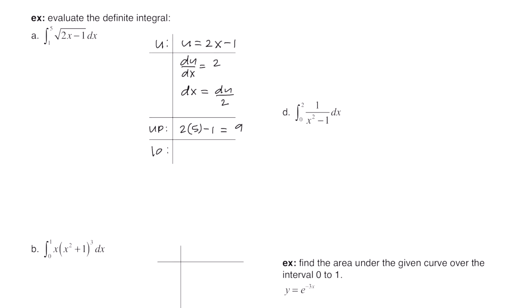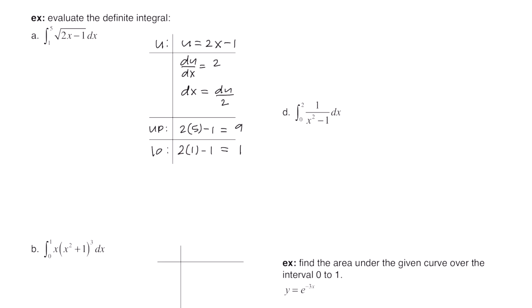We're going to do the same thing for the lower limit. So we're going to take this lower limit, we're going to take 1, we plug it in for x, into the expression that we're letting u equal. So 2 times 1 is 2, and then you take away 1 makes 1. So you can see the upper limit was 5 and it converted to a 9. The lower limit was 1, and then when we plugged it in, we also got 1.